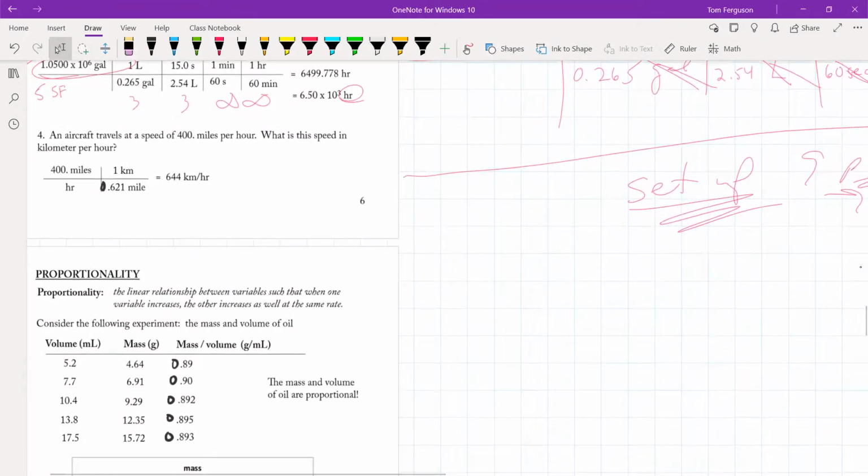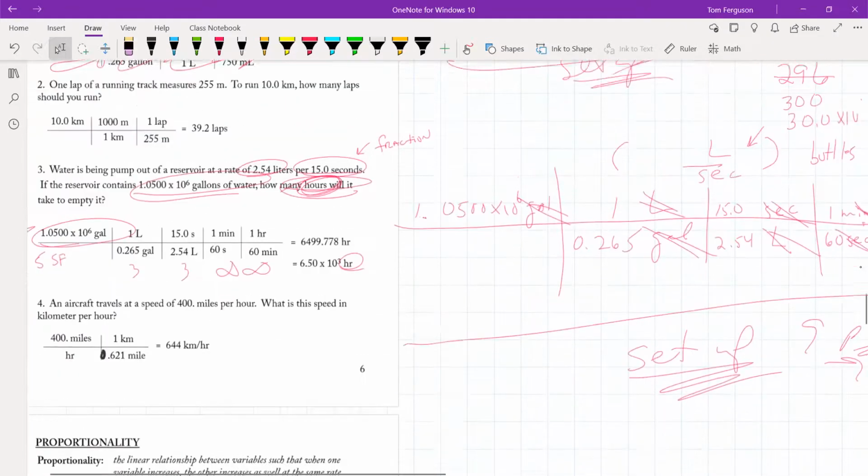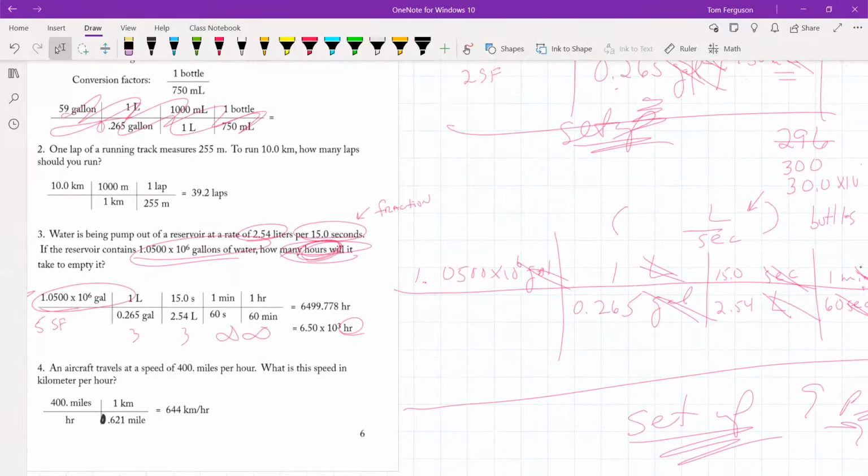Every one of these problems is going to have a given and a calculated. Every single one, no exceptions. And you've got a bunch of junk in the middle that's going to convert the given to the calculated. And they're all going to be fractions. And those fractions need to cancel each other out. If they don't cancel each other out, you don't have the right fractions, or you don't have the right inversion of the fractions.